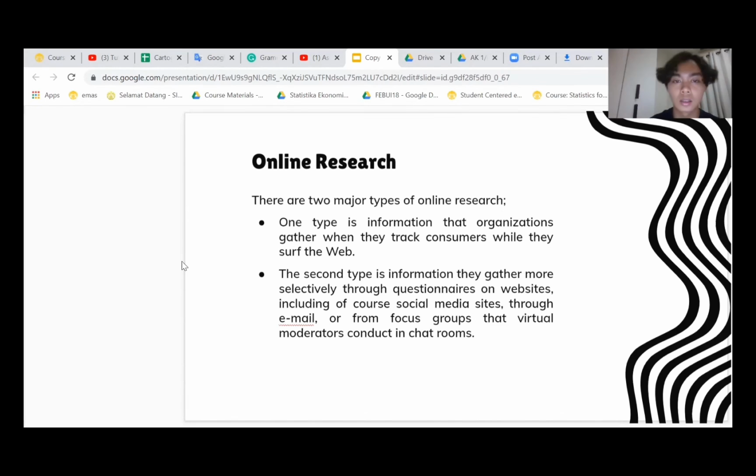And then the last type is online research. There are two major types of online research. One is information that organizations gather when they track consumers while they surf the web. And the second one is information they gather more selectively through questionnaires on websites, including, of course, social media sites, through email, or from focus groups that virtual moderators conduct in chat rooms.